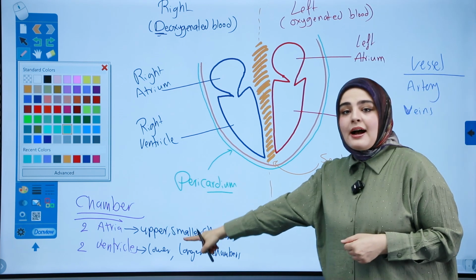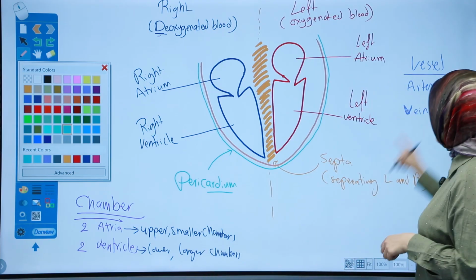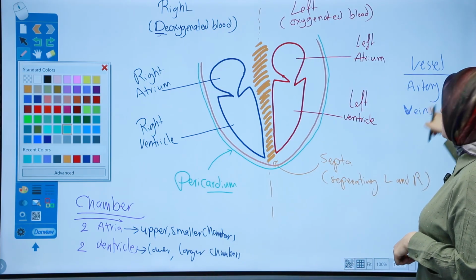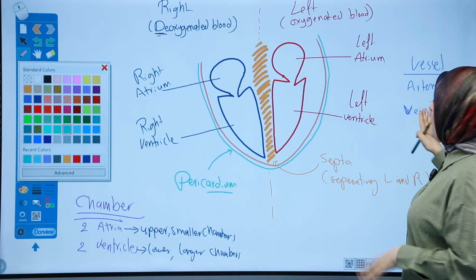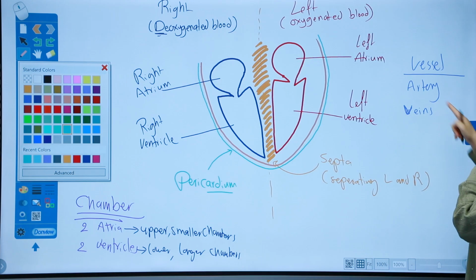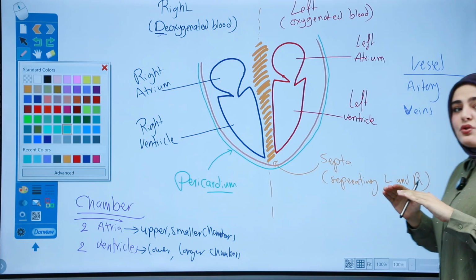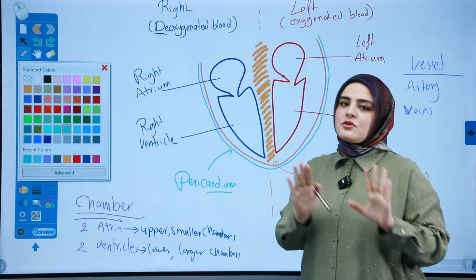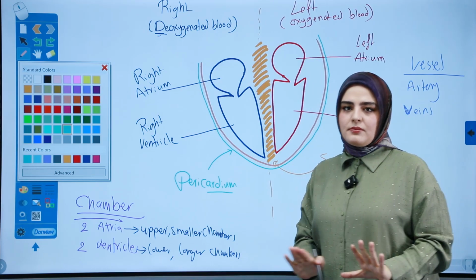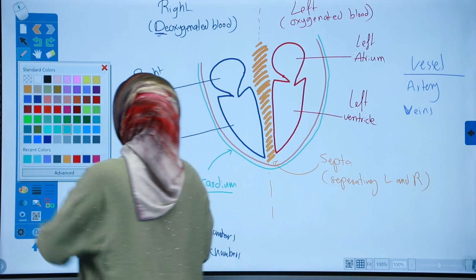Here was atria. Atria is different than artery. Remember, vessels are long, so artery with a Y is long. I want you to know something. Artery connects to the ventricle only, and atria connect to veins only. Okay? What is that supposed to mean?